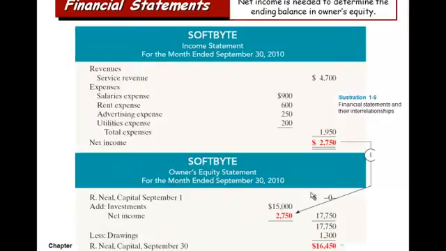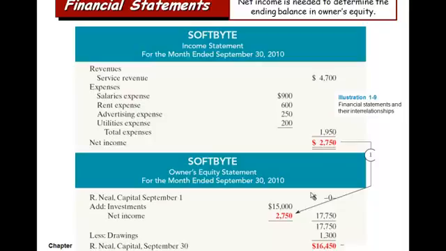Let's look at the income statement going into the statement of owner's equity. So that $2,750, the income statement is the first financial statement that you'll make because this net income needs to go to the owner's equity statement. As you'll see by number 1, it's flowing in to the owner's equity statement. And let's go over that really quick. Basically, you start with the owner's equity statement. R. Neal's the owner, so R. Neal capital as of September 1st was 0.